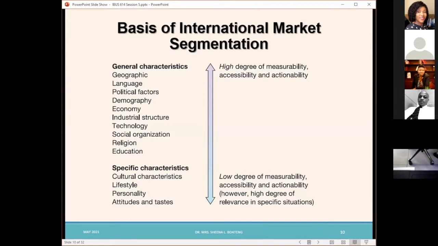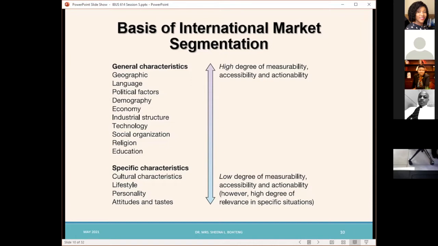So for instance, in terms of geography, if you are able to determine that a market is either geographically far from you or geographically close to you, it makes it clear to you how measurable that market will be, its accessibility, and its actionability. Likewise, all the other factors we have talked about. For instance, looking at the issue of political factors. If you are able to clearly ascertain the political situation in the country, it makes it fairly easy to determine whether factors within that market are easily measurable and whether or not that market will be accessible or actionable.